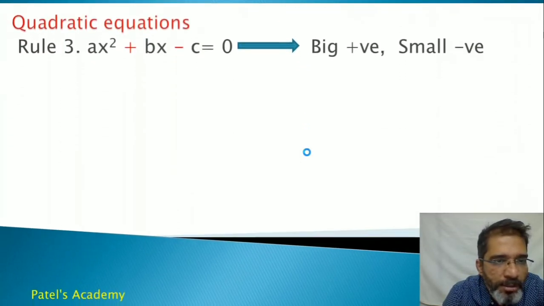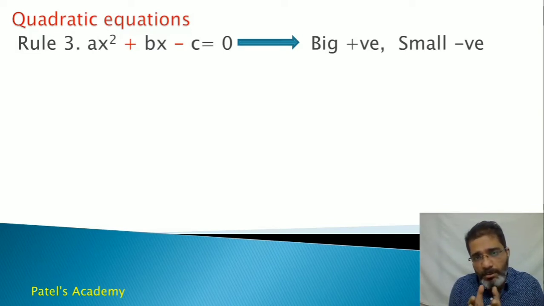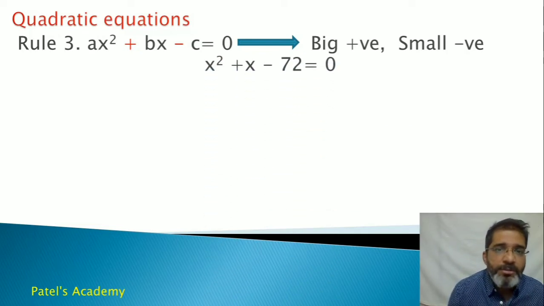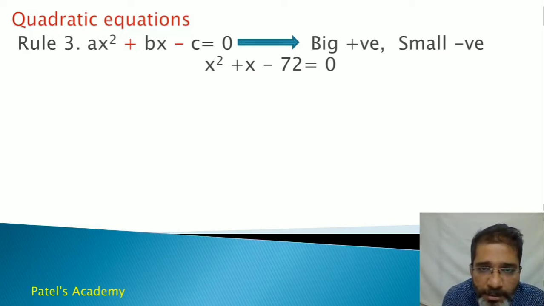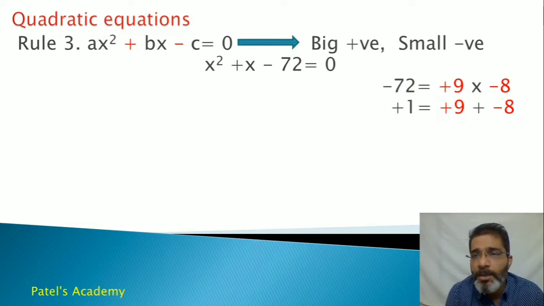Let's go to rule number 3. The rule 3 says B having a plus sign and C having a minus sign. So the rule is the bigger number should be positive and the smaller number should be negative. Let's have the equation. X square plus x minus 72 equal to 0. So let's see the numbers. The numbers are plus 9 and minus 8.